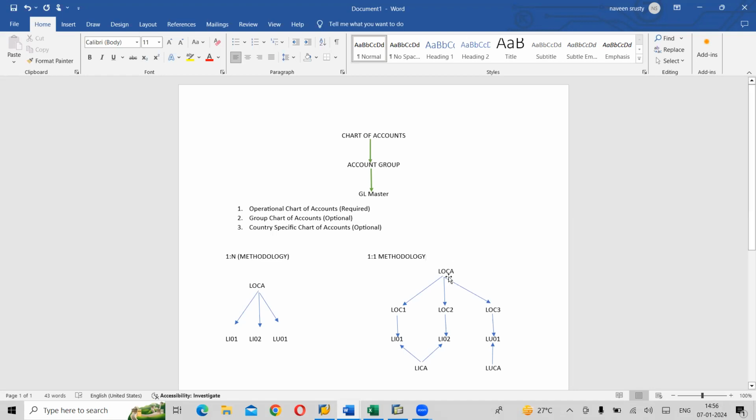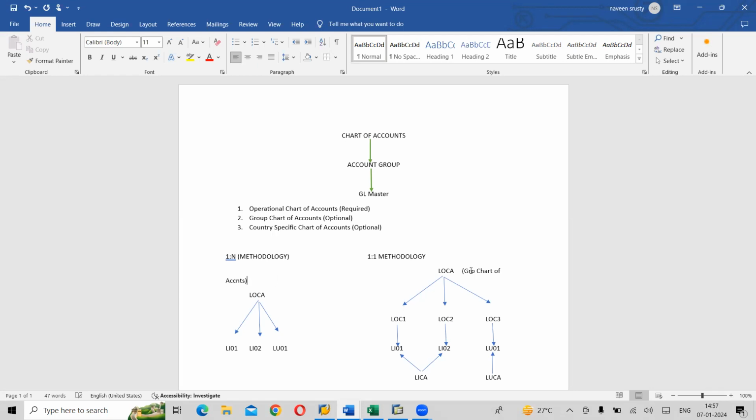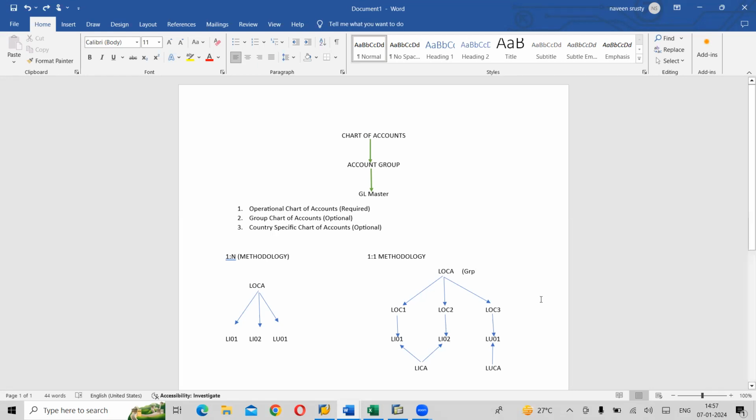So this is my group chart of accounts. This LOC is a group chart of accounts. Just write it down.